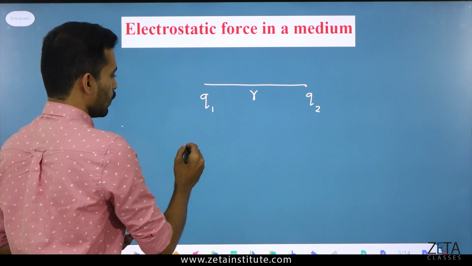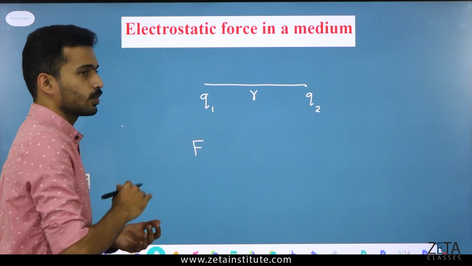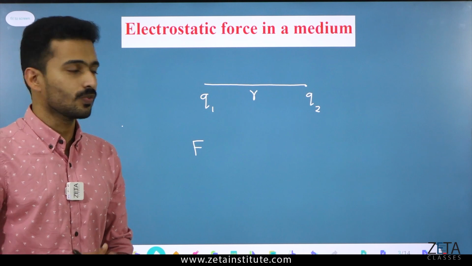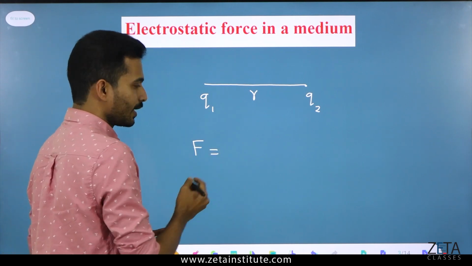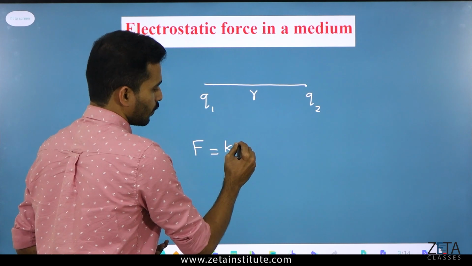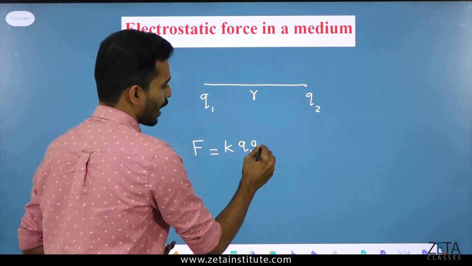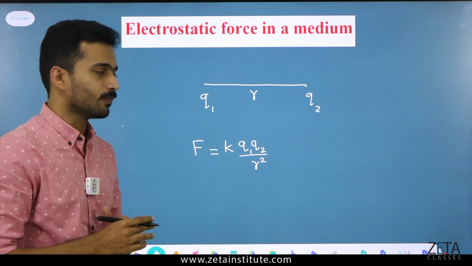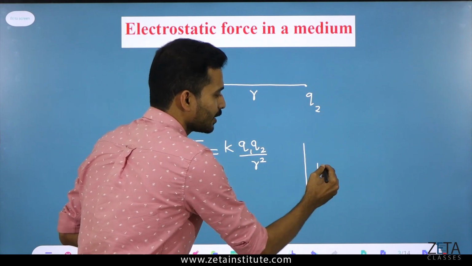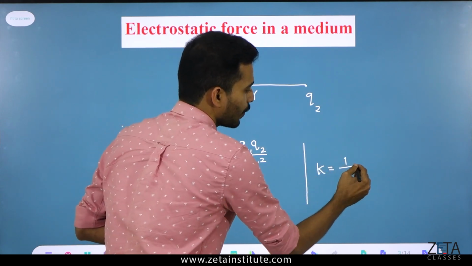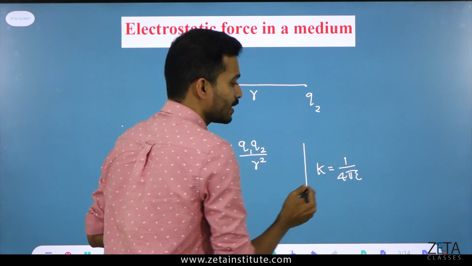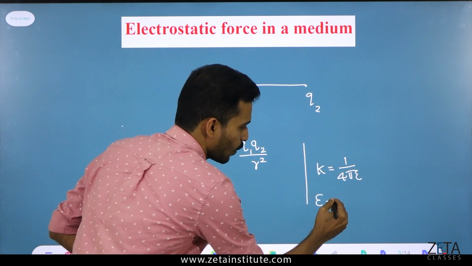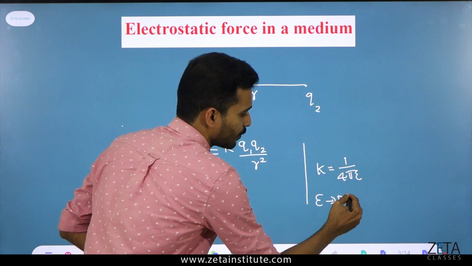According to Coulomb's law, this force is directly proportional to the product of their charges and inversely proportional to the distance between them. There is no change. So we can write F is equal to K into Q1 Q2 divided by r square. But when we place it in a medium, there is a change in the value of k. The value of k is equal to 1 by 4 pi epsilon. So what is epsilon? Epsilon is the permittivity of the medium.